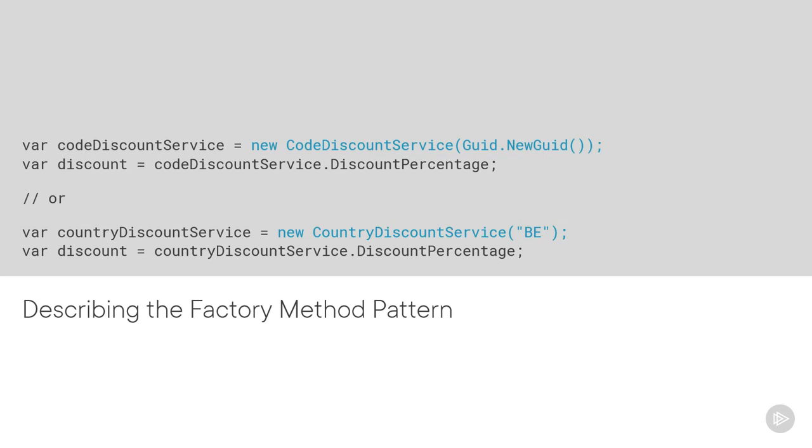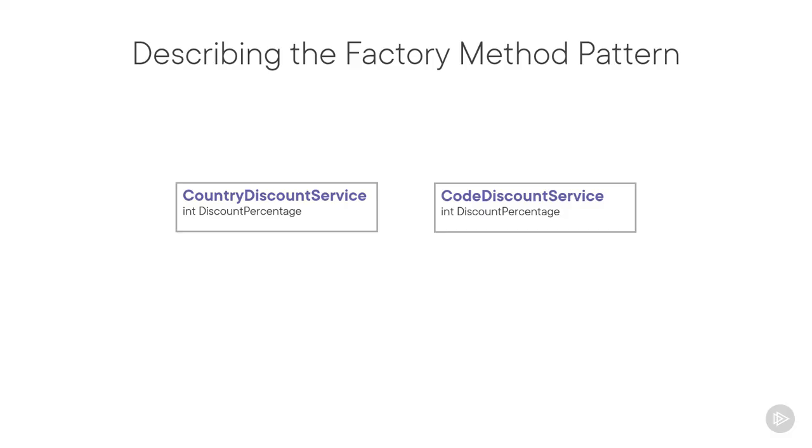We could write some code that news these classes up and gets the discount percentage. That's what you see on screen. Yet this creates tight coupling between the client class, which is instantiating them, and the different discount service implementations. The factory method pattern helps avoid that.